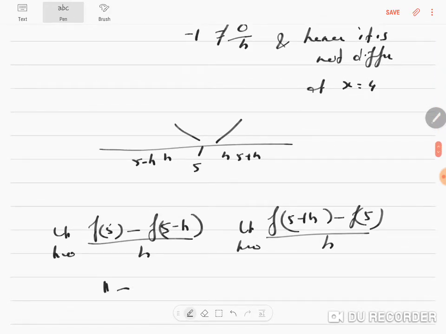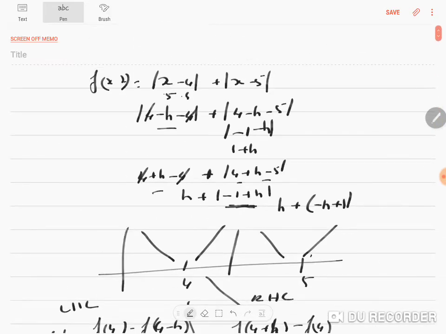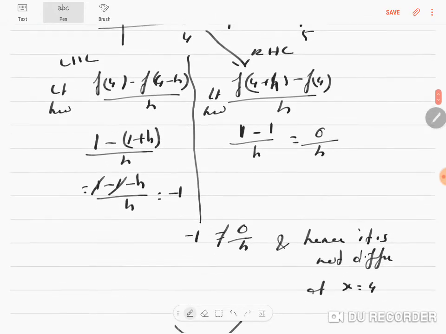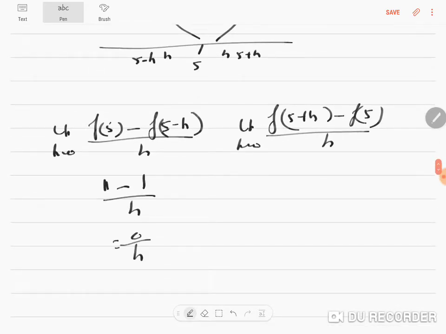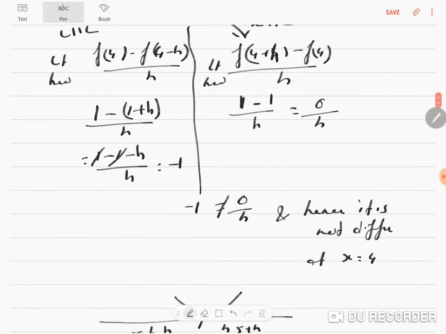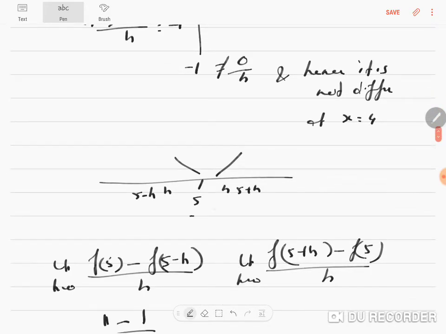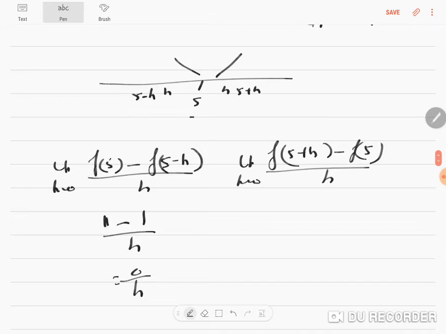Minus f of 5 minus h. So substitute x as 5 minus h. So 5 minus h minus 4 plus mod of 5 minus h minus 5, 5 and 5 get cancelled. So this is minus h plus 1, which is 1 minus h. Depending on convenience I will write it as h minus 1 also, plus this is h. So h and h get cancelled, it's perfect. So the answer is 1, so the answer is 1 by h. Can you imagine, the right hand limit of 4 and the left hand limit of 5 have to be the same, it's perfect.